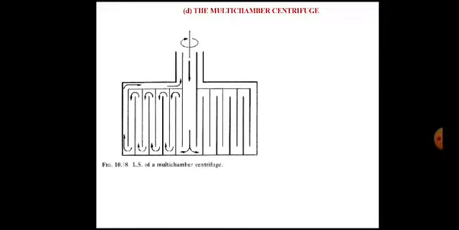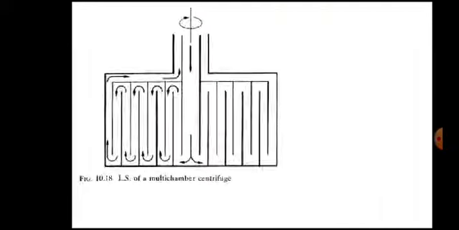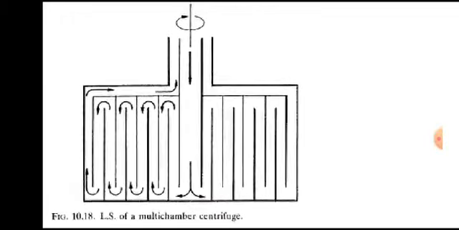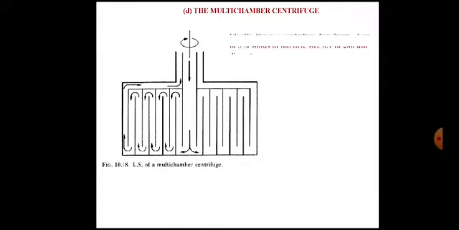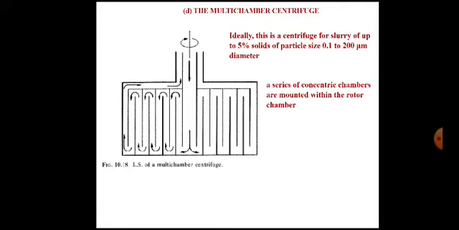Then the next type of centrifuge is called the multi-chamber centrifuge. As the name indicates, it has a central rotor, and this rotor consists of multiple chambers. You can see the arrangement of these multiple chambers. Ideally this centrifuge is for slurry with up to 5% solids, of particle size 0.1 to 200 micrometers in diameter.